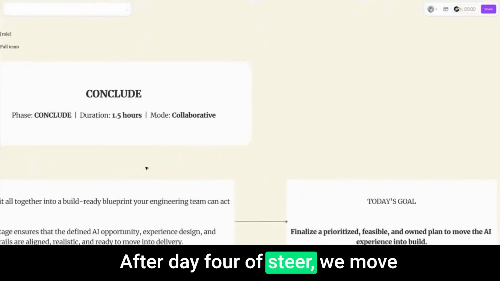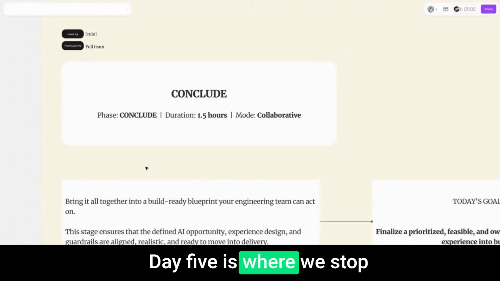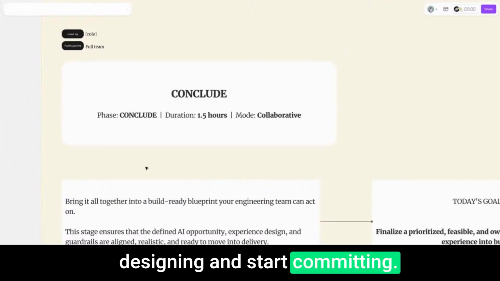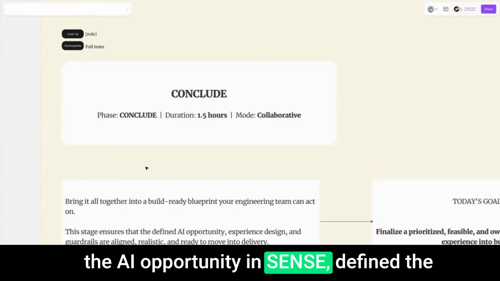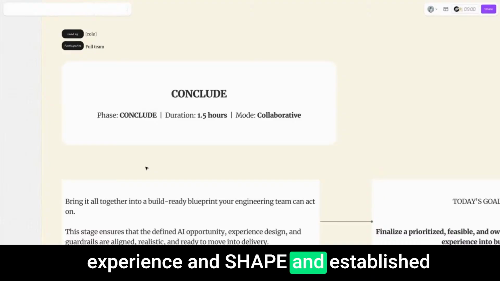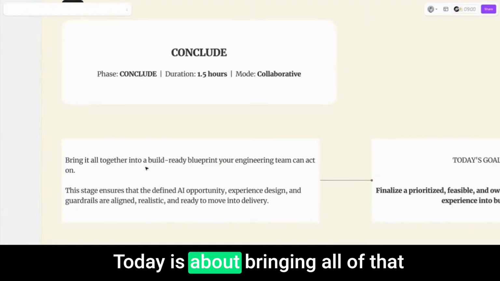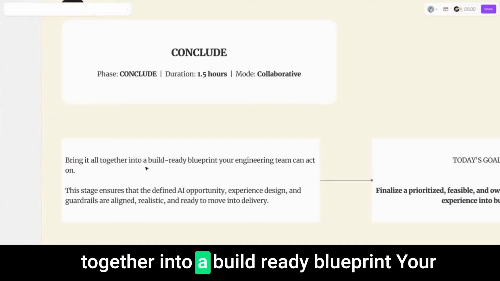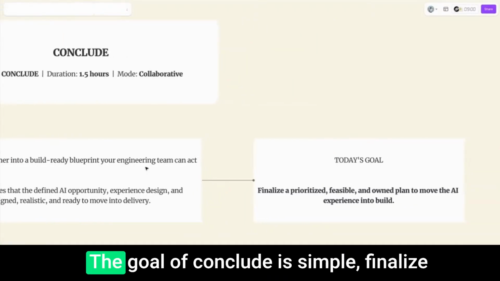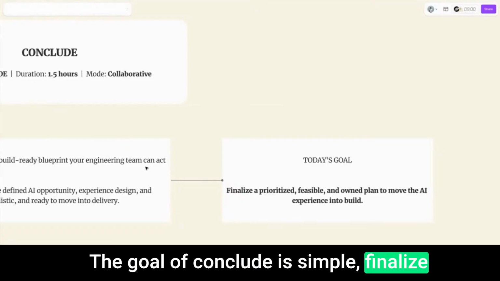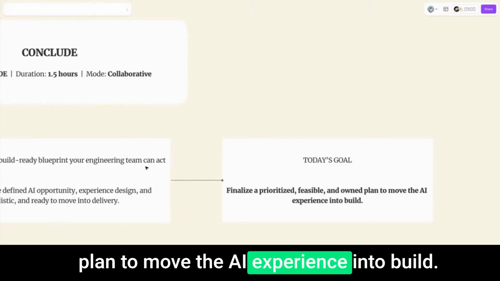After day 4 of steer, we move on to day 5, which is conclude. Day 5 is where we stop designing and start committing. Over the past 4 days, we've defined the AI opportunity in sense, defined the experience in shape, and established guardrails and success criteria in steer. Today is about bringing all of that together into a build ready blueprint your engineering team can actually act on. The goal of Conclude is simple: finalize a prioritized, feasible, and clearly owned plan to move the AI experience into build.